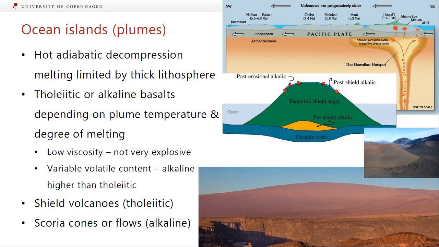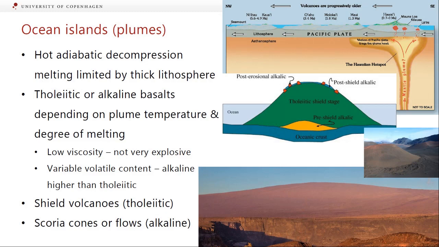Ocean islands are forming from a mantle plume beneath thick oceanic lithosphere. So we have higher temperatures, so we can have adiabatic decompression melting even though we're beneath thick lithosphere. But the melting gets cut off at some point when the plume hits the base of the lithosphere. If we're in the middle of the plume, we can be producing tholeiitic basalts and lots of them. But if we're towards the edges, we might be getting more alkaline compositions.